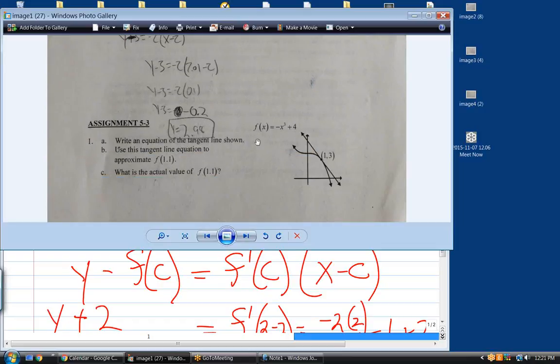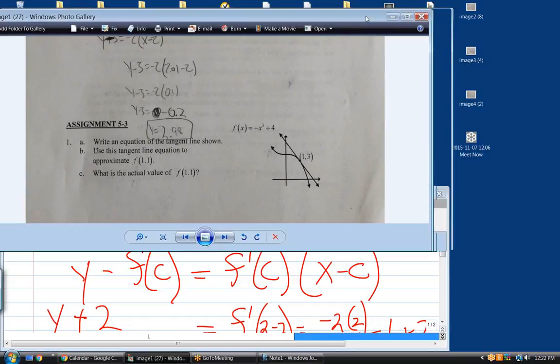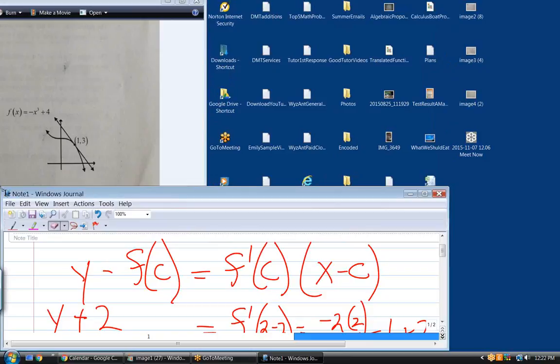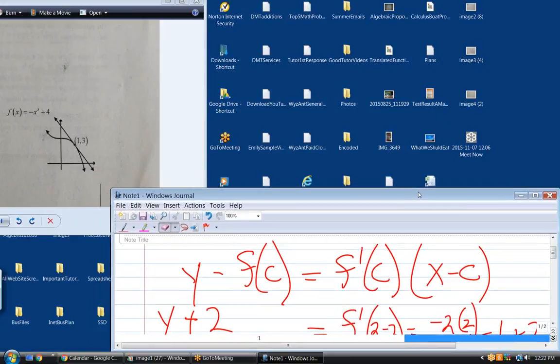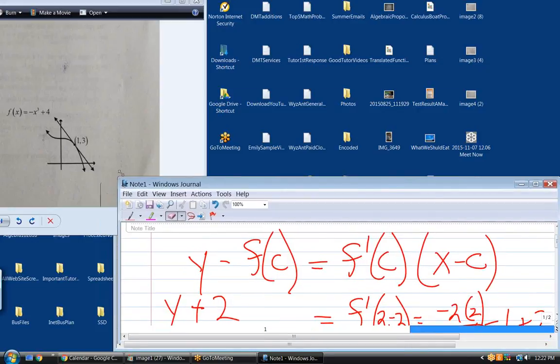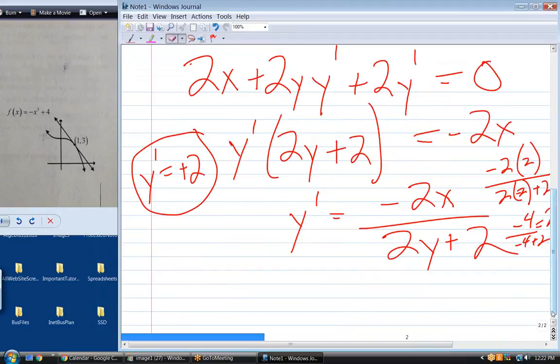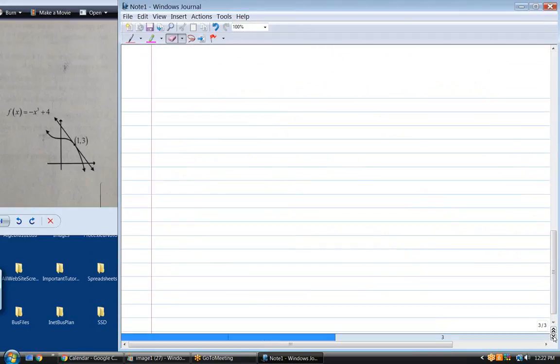All right. Let's look at the next problem. Write an equation of the tangent line shown here. Okay, that's easy enough to do. Let me move it over a little bit. This is almost the quintessential problem in differential calculus, writing the equation of a tangent line given the function and a point.